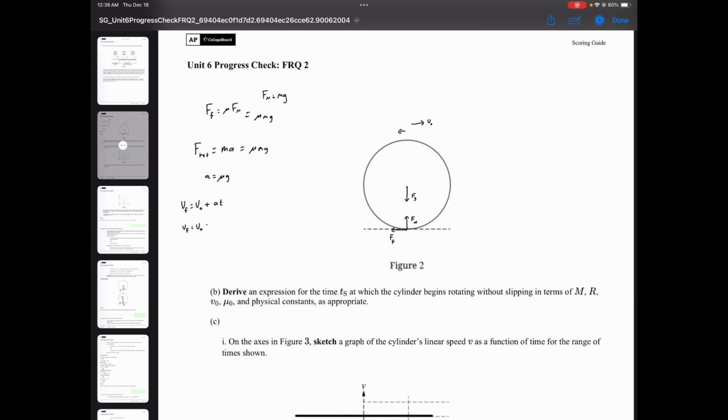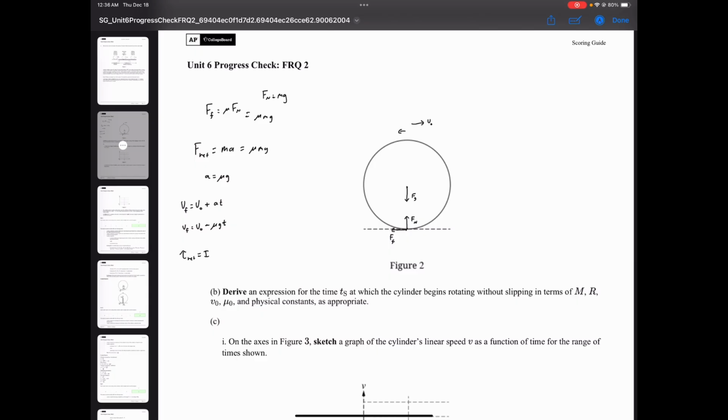All right, so I'm treating mu and I'm treating g as positive constants. Since it's going to be decelerating, I'm going to put minus mu times g times t. And that's my equation for the velocity of the cylinder. So now we need to relate it to the angular acceleration. We have to look at the net torque. So I looked at my net force. Now let's look at my net torque.